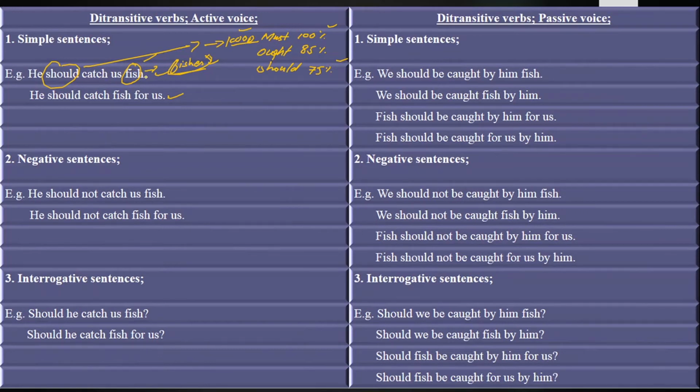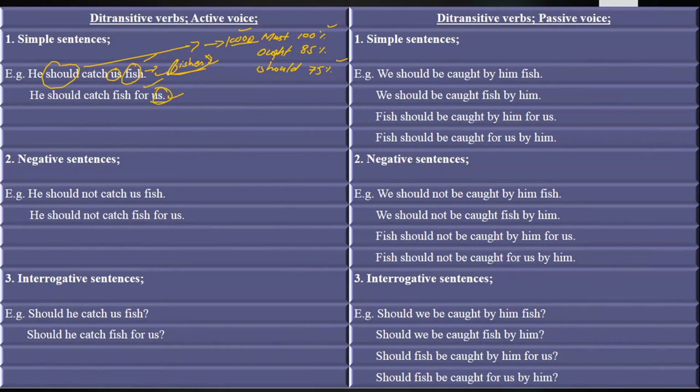So he should catch us fish, he should catch fish for us. Keep in your mind here, mostly we bring the indirect object at the beginning, but when you bring it at the end, your indirect object will be followed by a preposition.